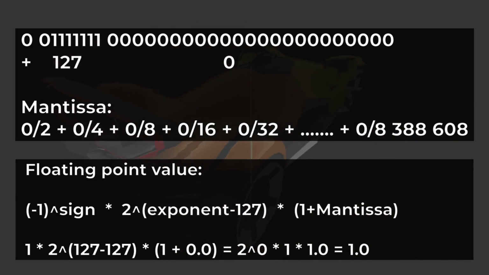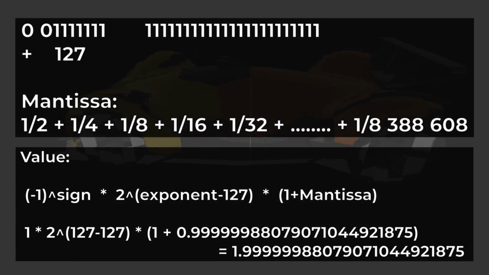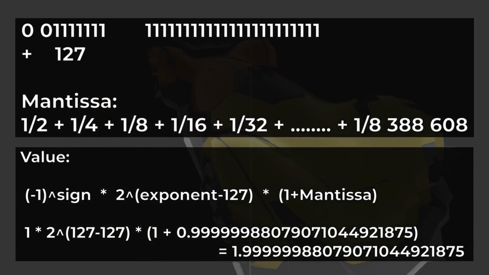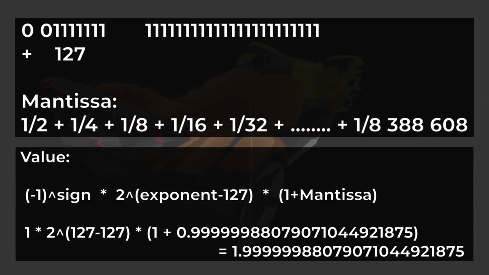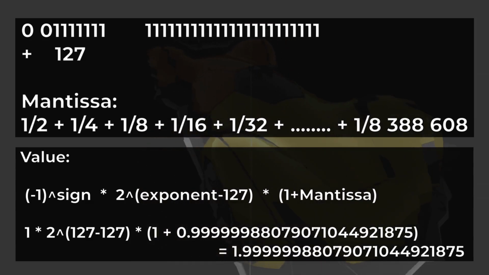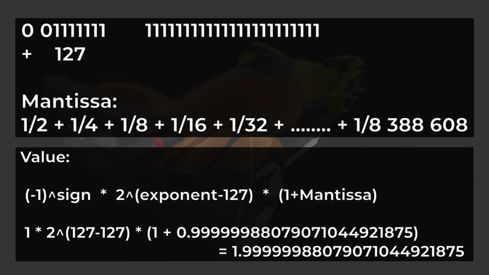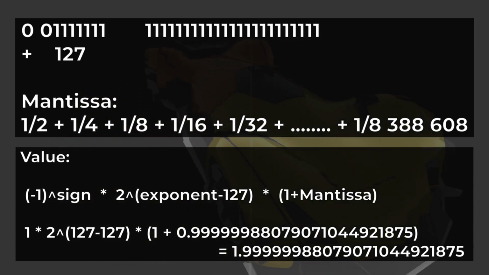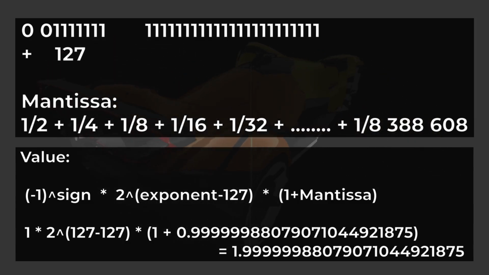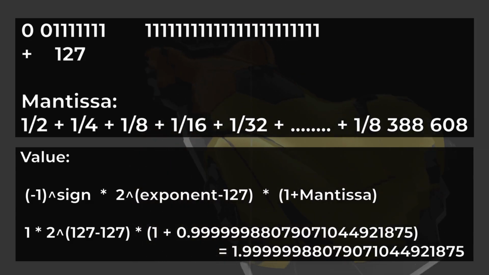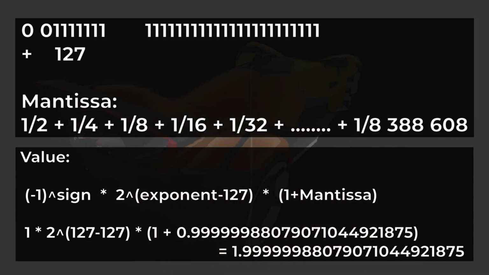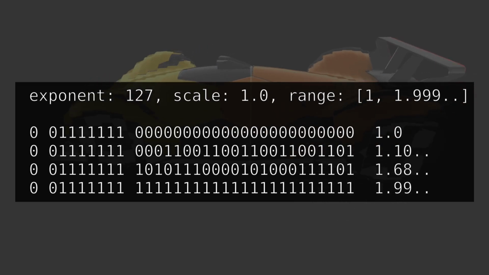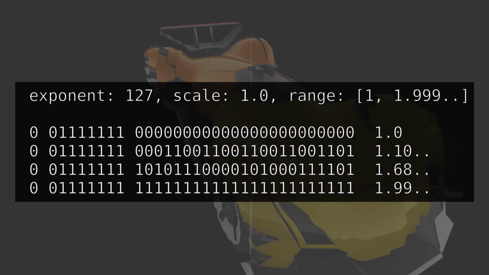Let's set all Mantissa bits to 1. That will be 0, 0 and 7 ones of exponent, and 23 ones of Mantissa. Substituting all these bits to the Mantissa formula, we get geometric series 1 divided by 2, 1 divided by 4, 1 divided by 8, 1 divided by 16, and so on. For an infinite geometric series, the result will be 1. But we have only 23 terms, and the value of the least significant bit is 1/8 millionth. So the sum of this series will be almost 1, 1 minus 1/8 millionth. So substituting these values to the floating point formula, we get 2 to the power 0 times 1 plus just under 1, and that will be just under 2. So with exponent 127 that represents a scale 1, we have a range of values between 1 and 1.999999, almost 2.